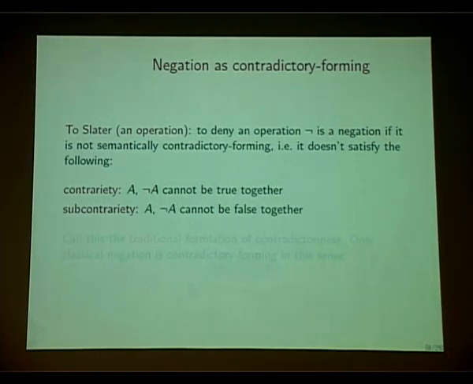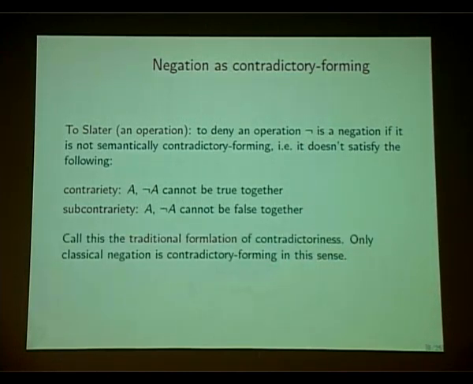And it's subcontrary-forming if A and not-A cannot be false together. So if you have an operation and it fails to satisfy one of those two conditions, then you might not think that it's a negation. And that's essentially what Hartley Slater's objection is against some paraconsistent negations, including Graham Priest's negation of LP. Because you can have sentences being both true and false, it fails to satisfy contrariety. A and not-A can both be true. So then you might not think it's a negation. Call this the traditional formulation of contradictoriness.